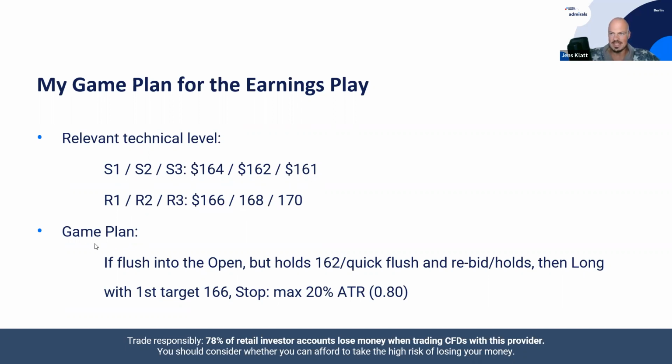So my game plan, this is the if-then statement, reads: if I get to see a flush into the open, but we hold 162, so this is the S2 level here, and we rebid and hold, then I want to be long with the first target around 166. I also make sure the max risk on the position is based on the ATR, 20%.